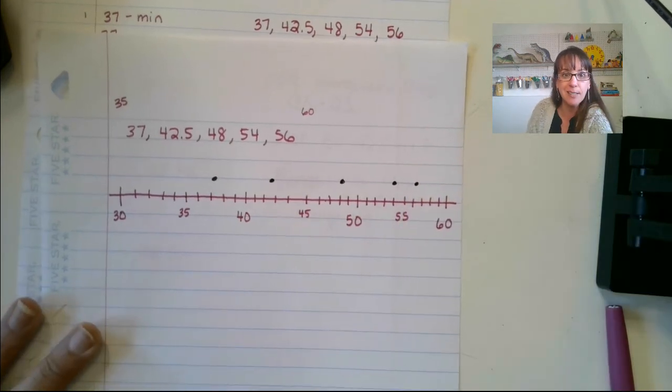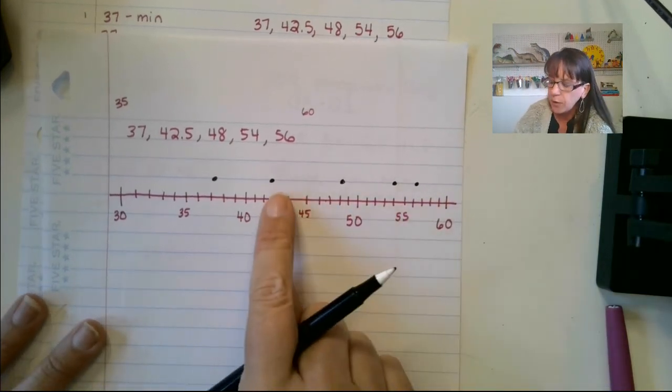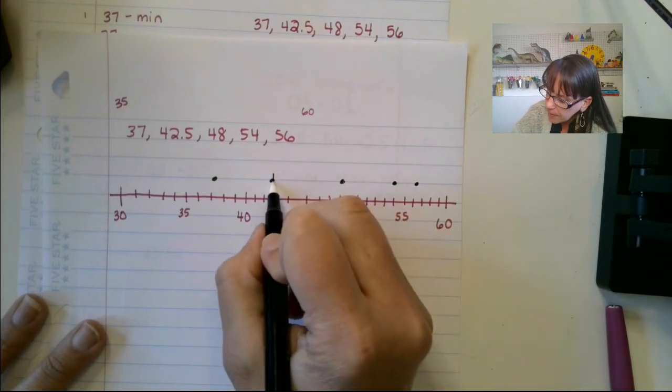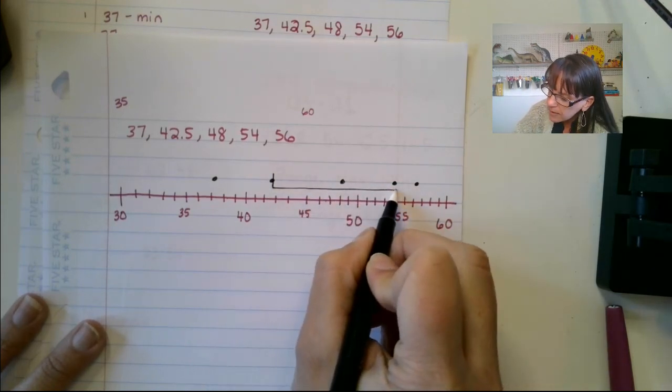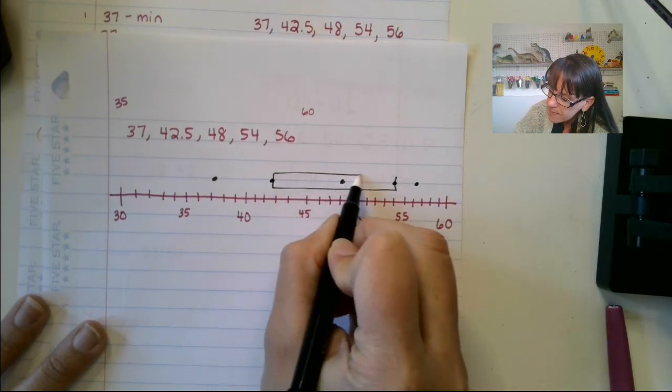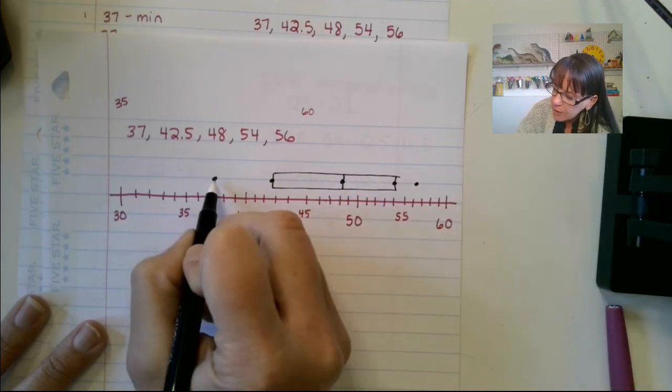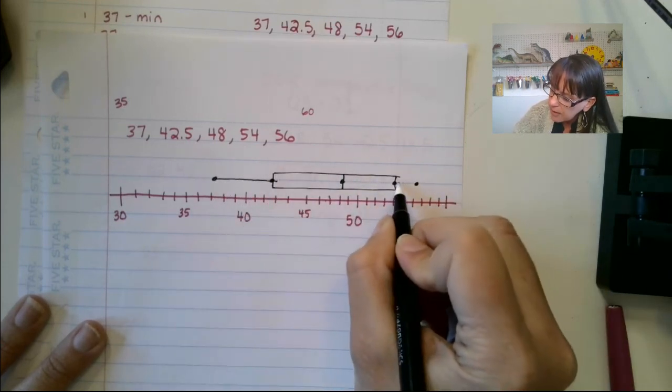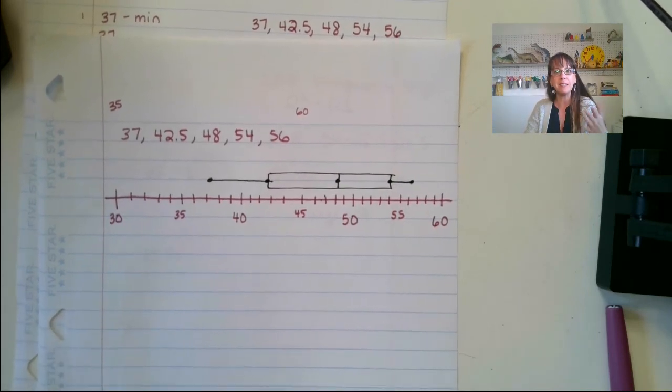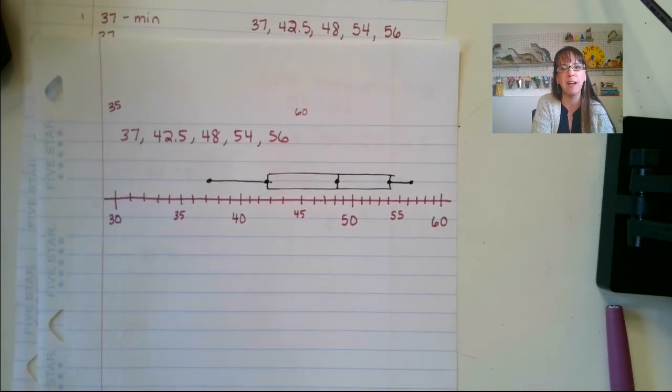Okay, now that you have your dots down, you've got to do your box and your whiskers. The 3 on the inside are going to be your box like this. All right, and then you do your whiskers that attach like that. And now you have your box and whisker plot. Awesome work, friends. Good job.